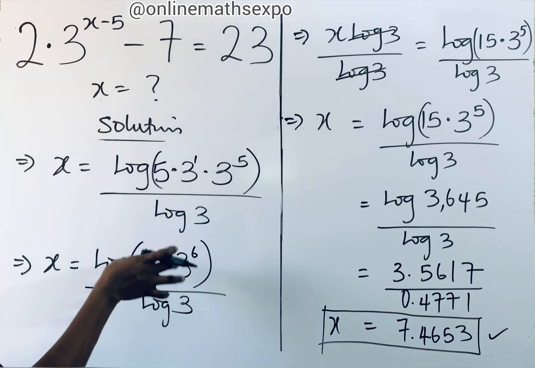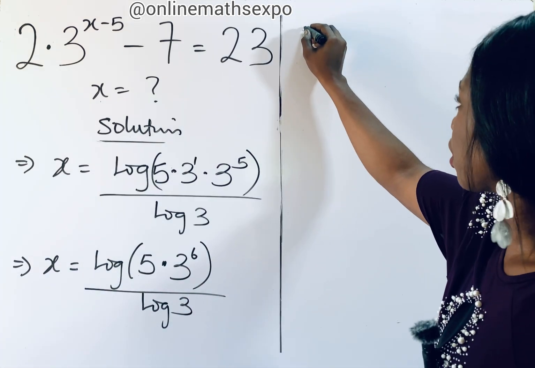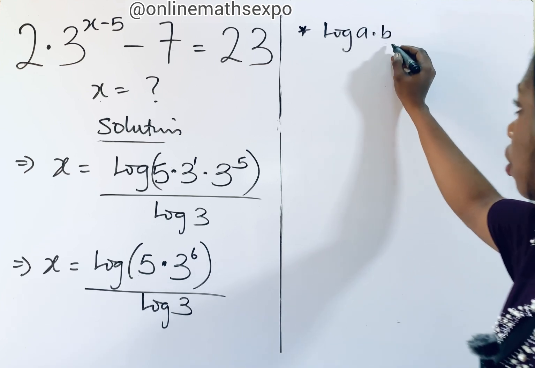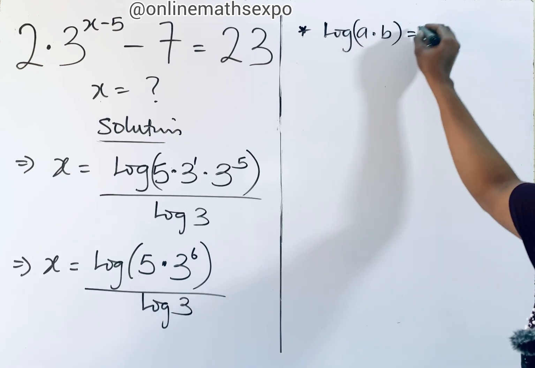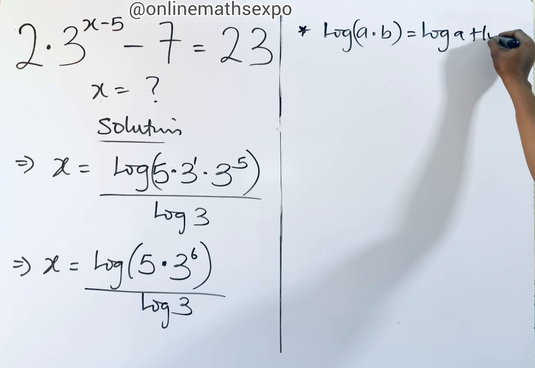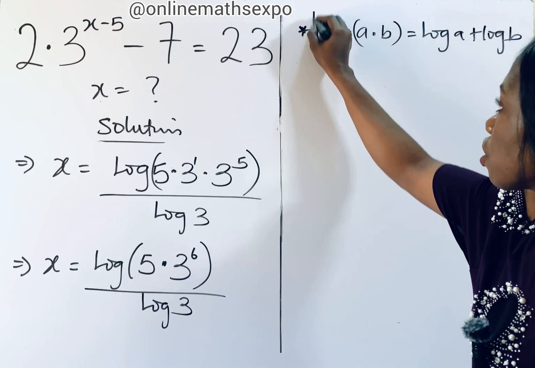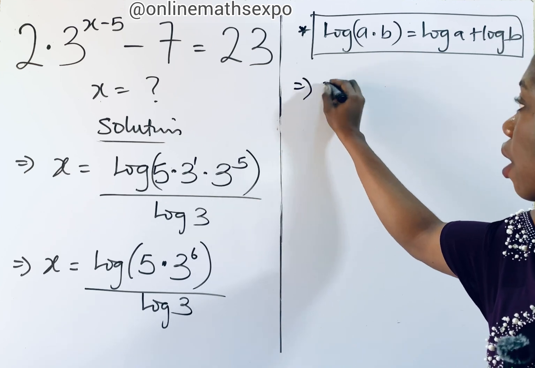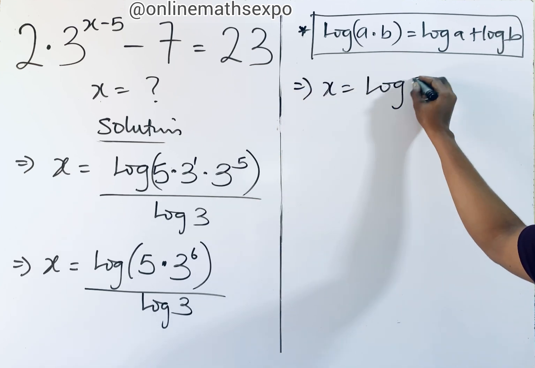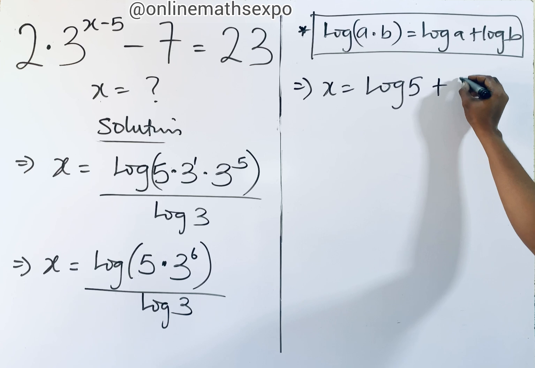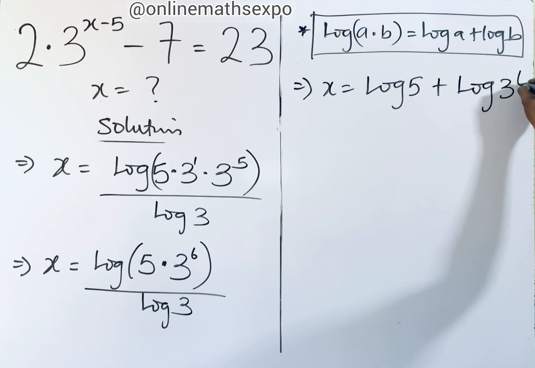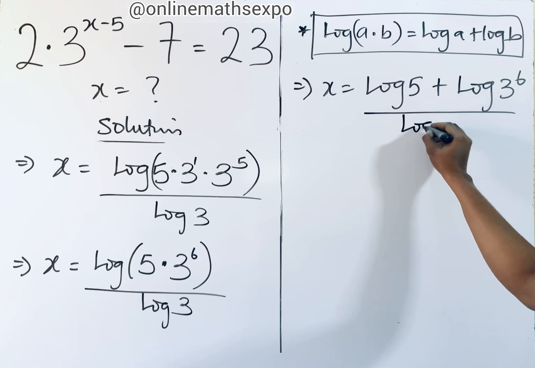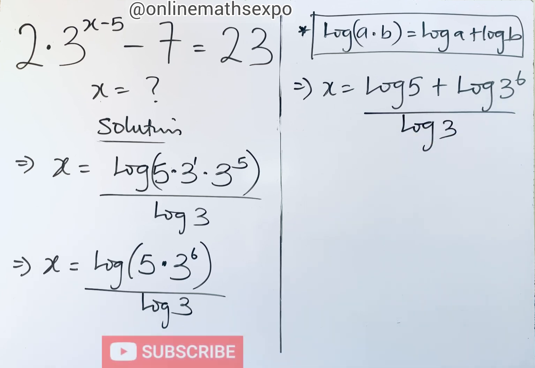Now from this point, we are having it as, for every log of a multiplied by b, okay, it is the same as log of a plus log of b. So this is going to be a guide. Now for this, we are going to have x is equal to log of 5 plus log of 3 to the 6th power, did you see, divided by log of 3. Okay, now what do you do next?